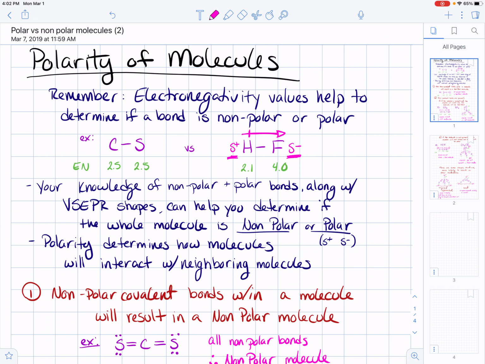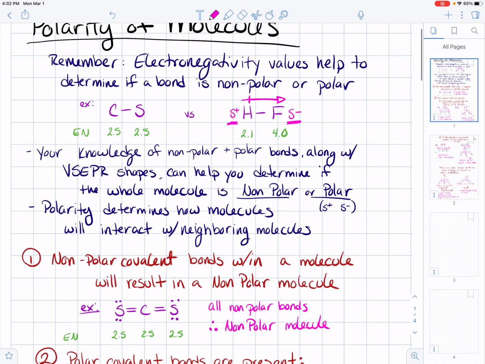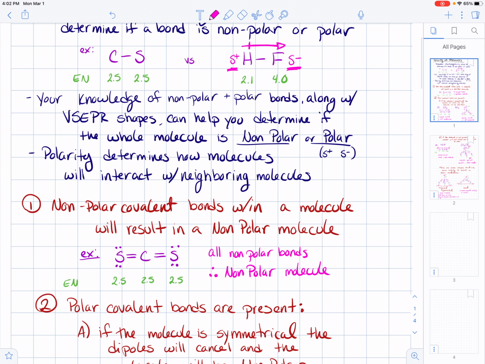Now, that is not the only thing that we need to consider when we're looking at a full molecule, because some molecules have more than one bond. So we'll use our knowledge of polar and nonpolar bonds along with our knowledge of VSEPR shapes. So we learned five of them: linear, bent, trigonal planar, trigonal pyramidal, and bent. And we're going to use our knowledge of those shapes to also help us determine whether or not the molecule will be polar or nonpolar.